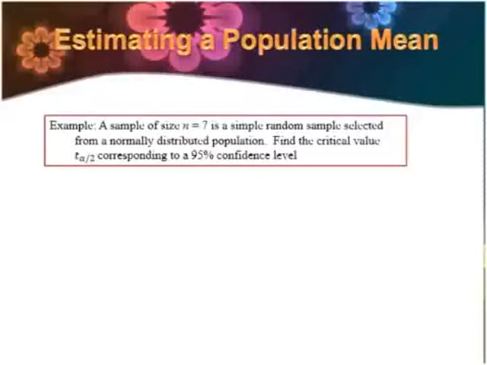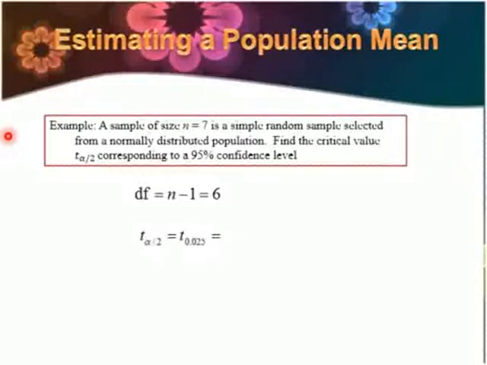Suppose a sample of size 7 is a simple random sample selected from a normally distributed population. Find the critical value, t alpha over 2, corresponding to a 95% confidence level. So first of all, let's calculate the degrees of freedom, because we'll need that when we look at our chart for our t-distribution. Since our sample size is 7, we get 7 minus 1, which is 6.